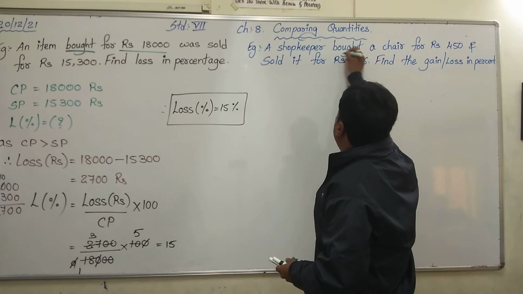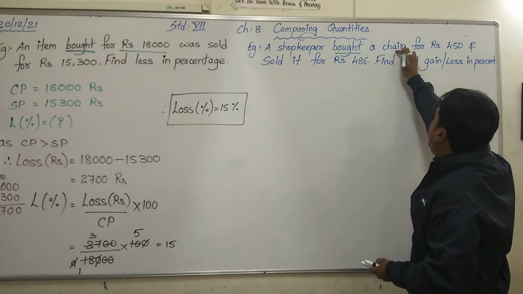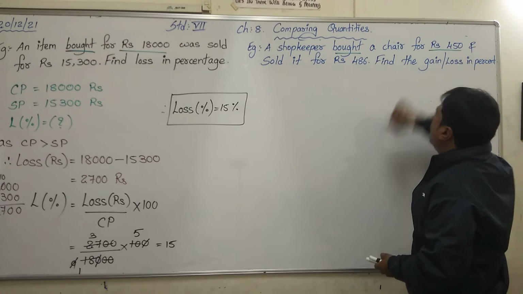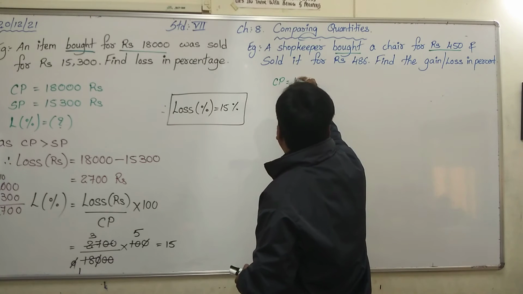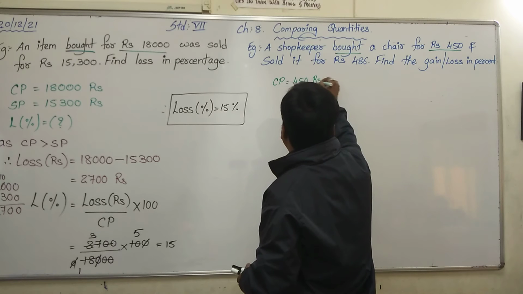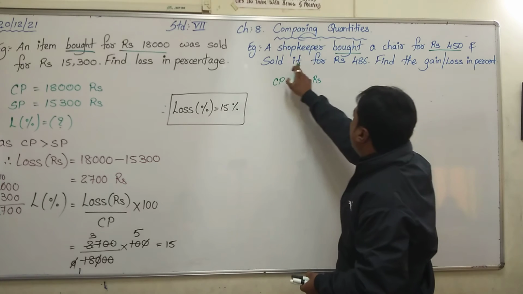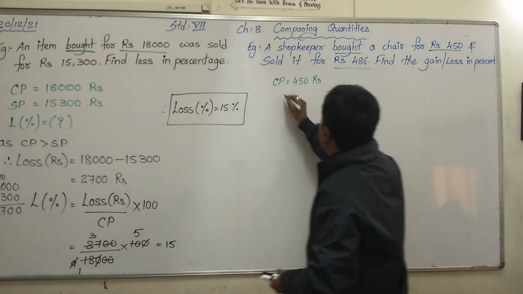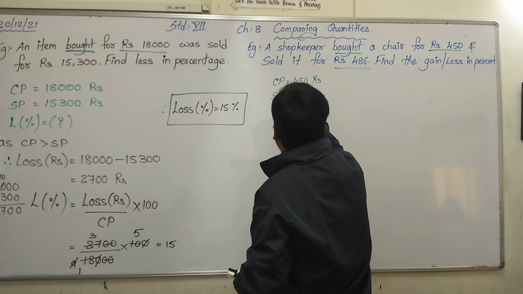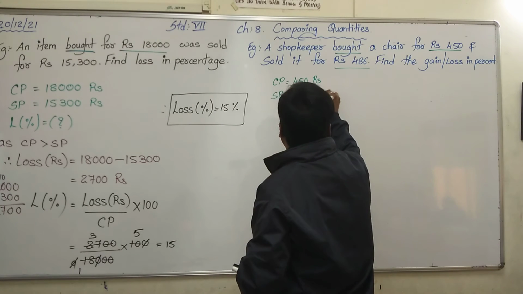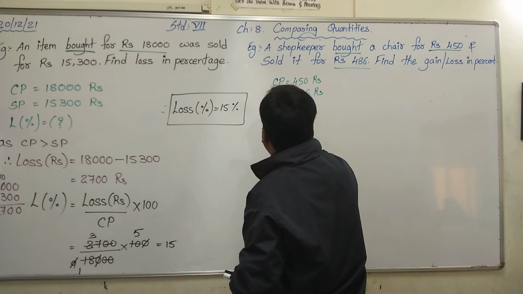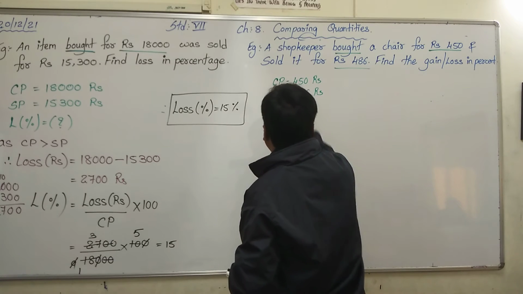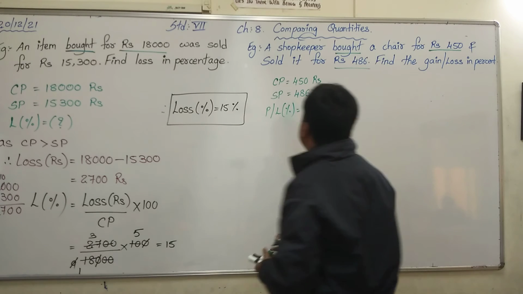A shopkeeper bought a chair for rupees 450. So what is 450? That is your cost price, 450 rupees. And sold it for rupees 486, so that is your selling price. Find gain or loss. Means what? We have to find profit or loss in percentage. That is equal to how much?